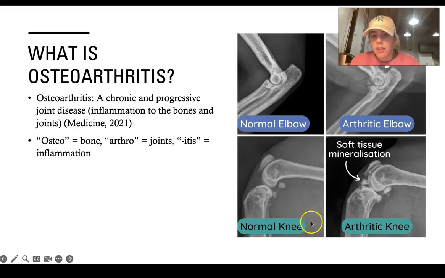So over here you can see the differences between a normal cat's elbow versus an arthritic elbow, as well as a normal knee and an arthritic knee.